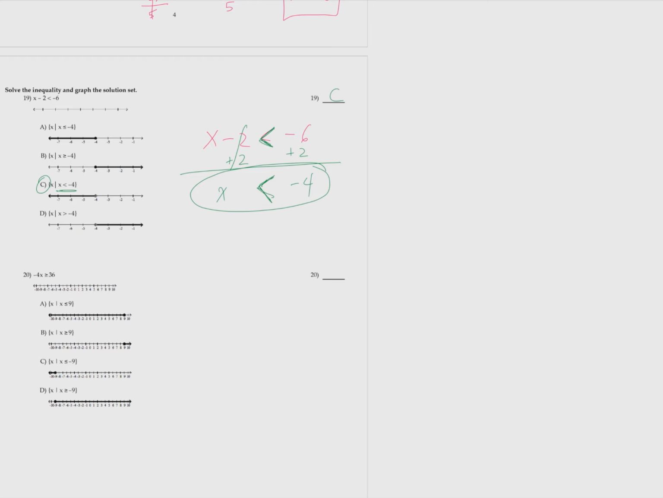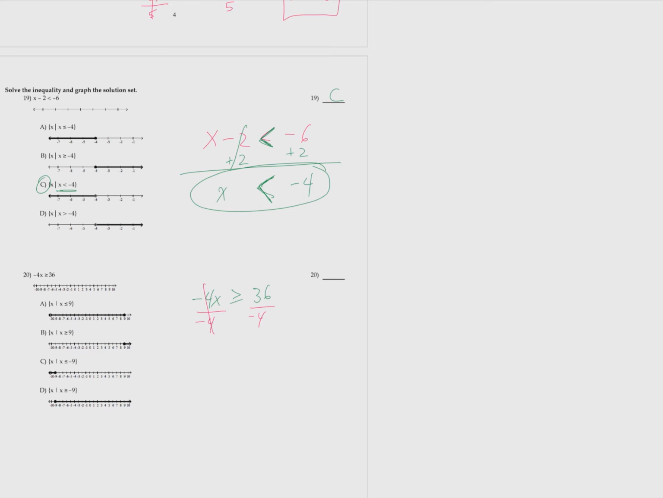The next one. Negative 4x is greater than or equal to 36. Okay. So imagine for one moment that this is not an inequality. It said equal. Wouldn't you get rid of that negative 4 by dividing both sides by negative 4? Then that's still the same step. Nothing's changed here, okay? We're not going to not do that step. But there is one slight difference between equations and inequalities.